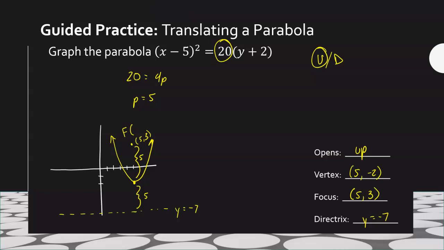And once you know that, we can graph everything so we can find where our focus and directrix would be. So if our vertex would be at (5, -2), we would go 5 units up to find our focus coordinate. So that'd be the coordinate (5, 3) then, and we go 5 units down to find our directrix. Now it's a horizontal line, so it'd be y equals negative 7.